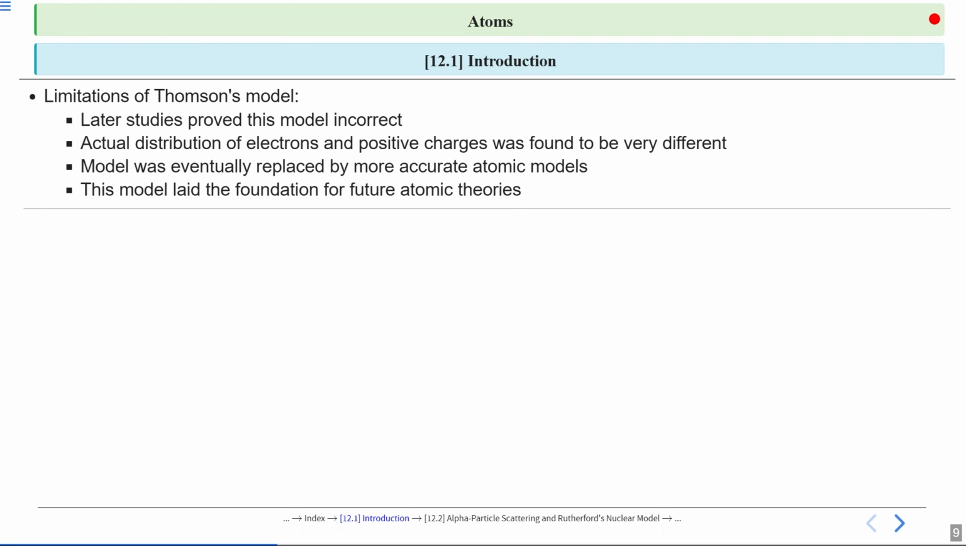So even though Thomson's model was incorrect, it laid the foundation for the future atomic theories. It encouraged scientists to keep questioning and experimenting, which is a key part of how science progresses.